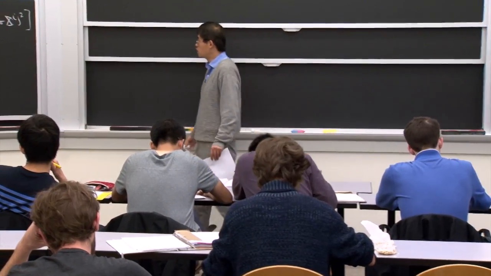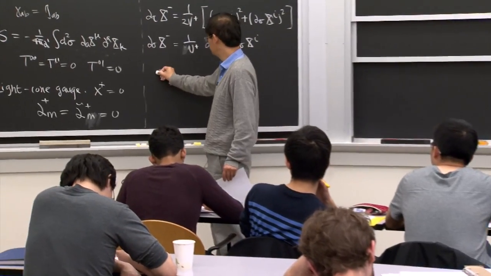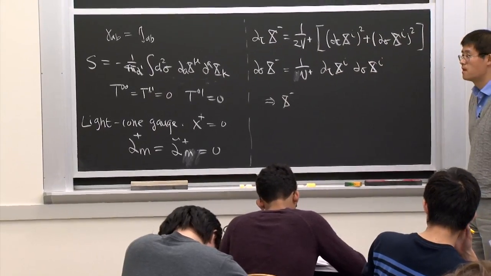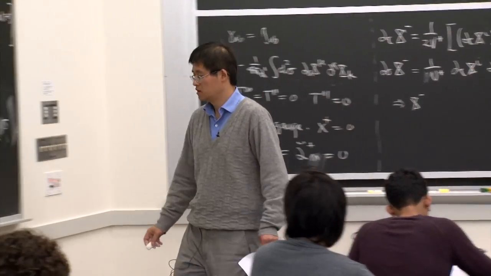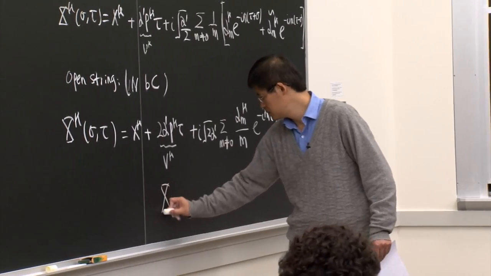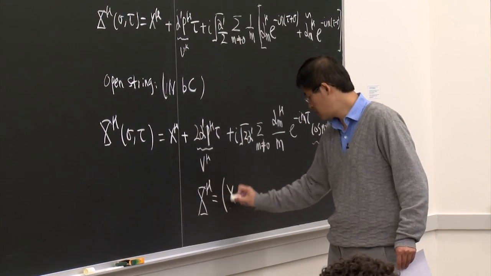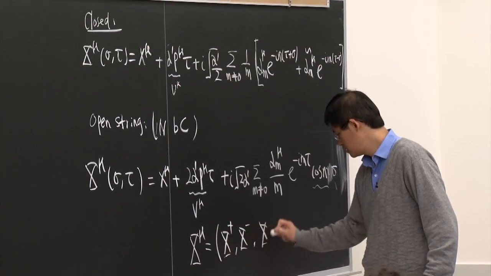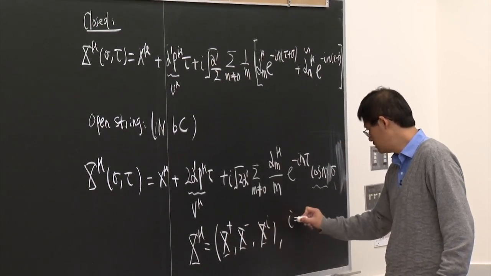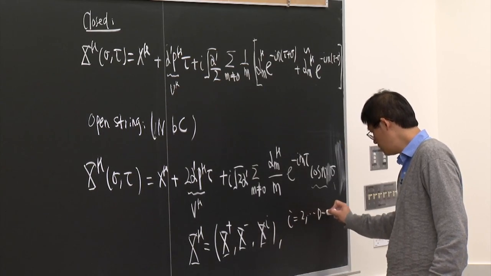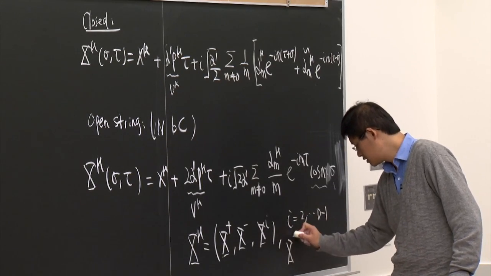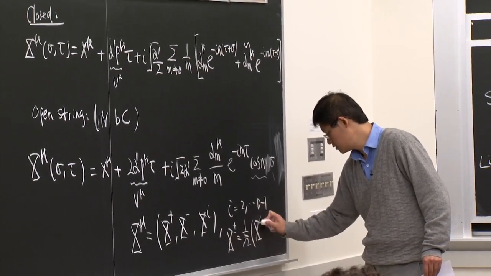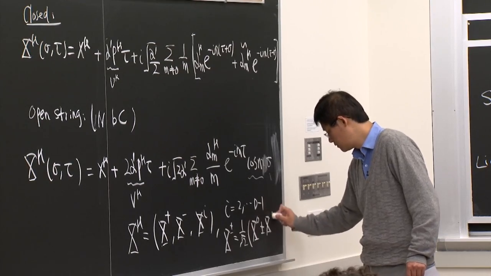So from the Virasoro constraint, you can deduce x minus. Again, let me just write here. Our convention is always x mu is equal to x plus, x minus, then x i, and i goes from 2 to d minus 1. And x plus minus is 1 over square root 2, x0 plus minus x1, okay?